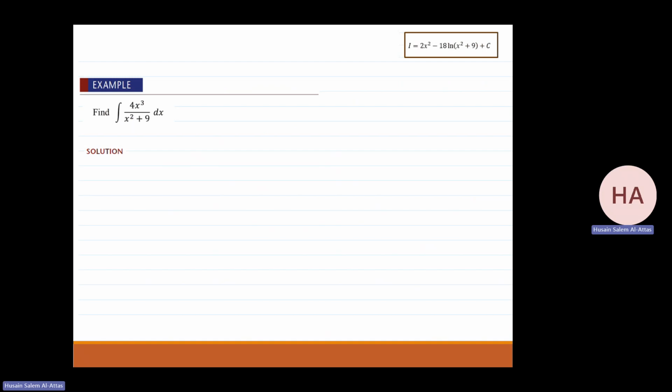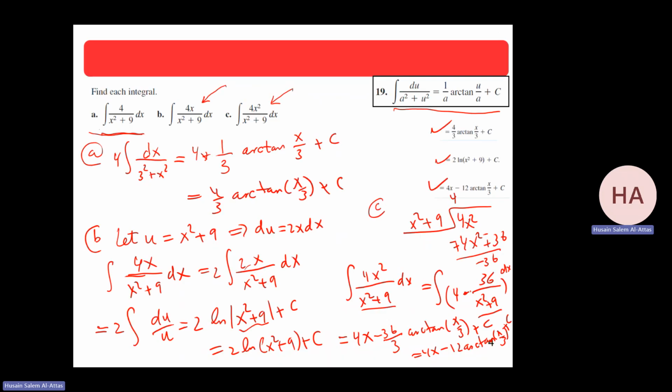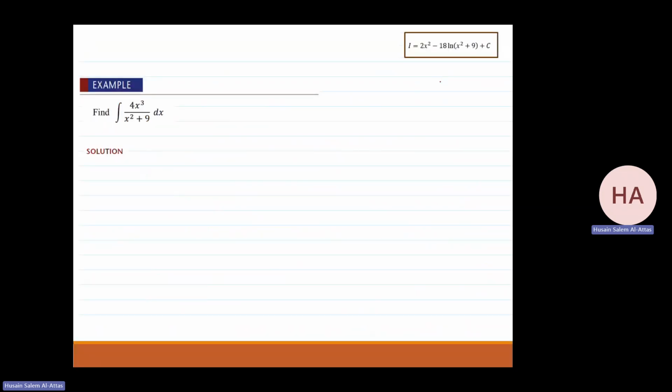As I said, there is nothing new in this section, except it's just kind of review, or just to give you a hint about how to do it. Now, assume I have 4x cubed, not 4x squared. I say 4x cubed. For sure, I need to do the long division. That gives me 4x. Multiply. You have 4x cubed plus 36x, minus 36x.